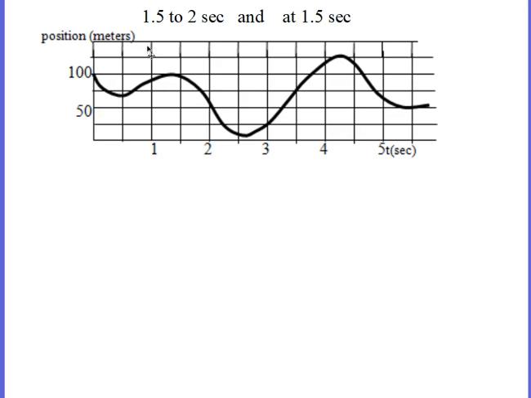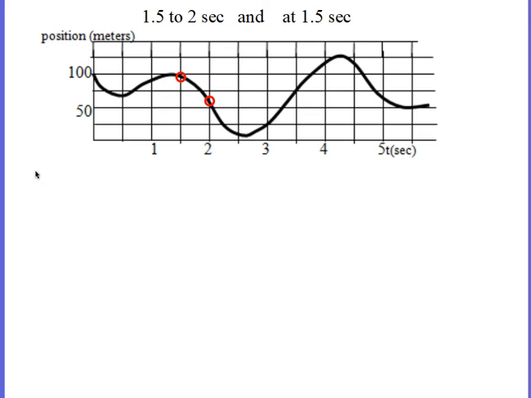Now, here is a graph of something's position at various times, and I would like to know what the velocity was from 1.5 to 2 seconds. And I would like to know what the velocity was at 1.5 seconds. This one clearly instantaneous velocity, this one average velocity.